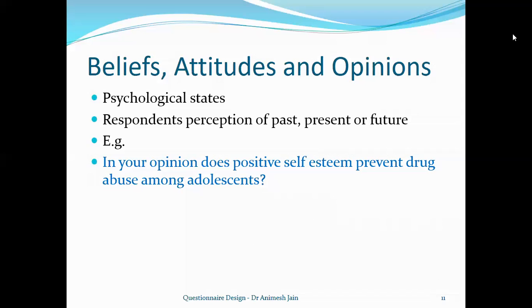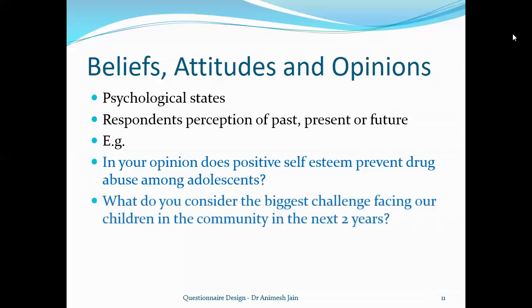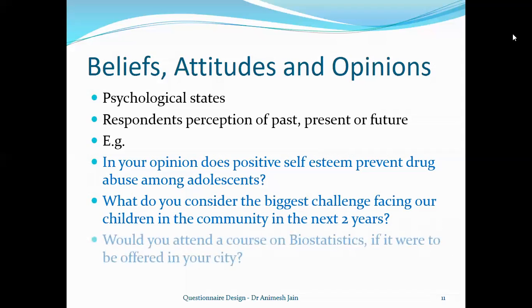For example, in your opinion, does positive self-esteem prevent drug abuse among adolescents? So it's the respondent's opinion. Maybe not in the line of the common opinion, but this is respondent's opinion. Or what do you consider the biggest challenge facing our children in the community in the next 2 years? Or, for example, to elicit attitude, place them in a situation. So would you attend a course on biostatistics if it were to be offered in your city or in your institution? So what is their response like?